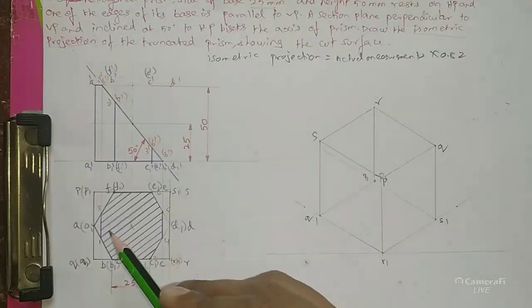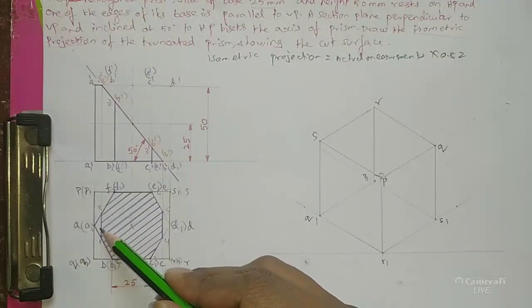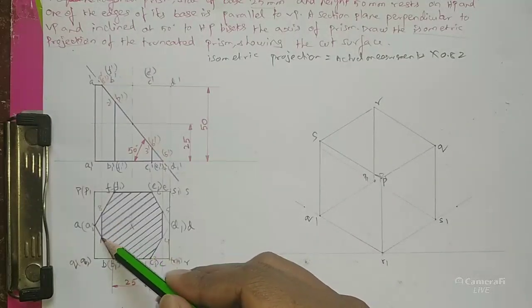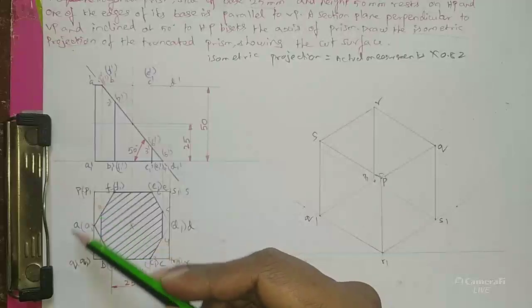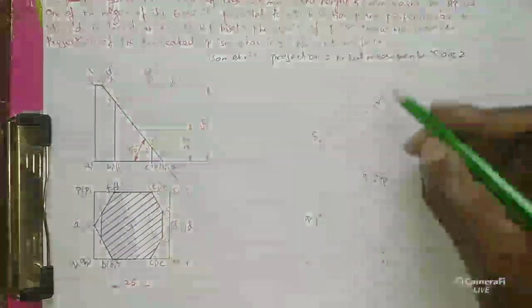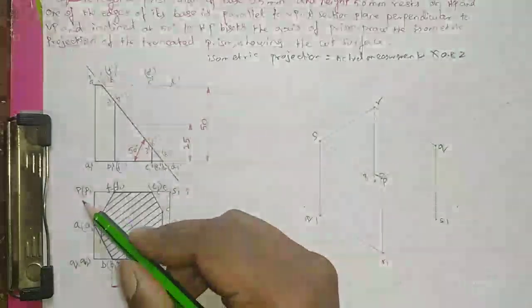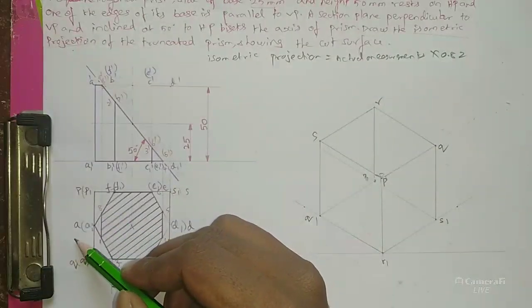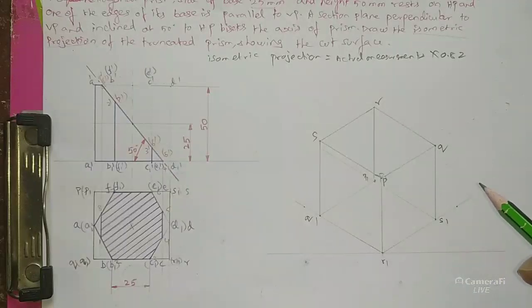So here we have to start with the points 1 and 8. The line connecting 1 and 8 is exactly parallel to P and Q because it lies on the top surface of the box. Top surface means that is P and Q. So here we have to mark the point.